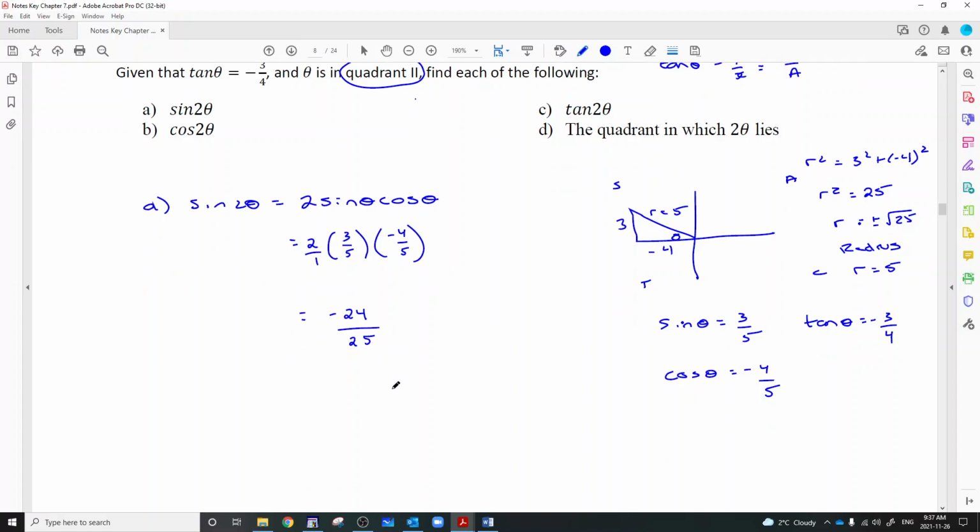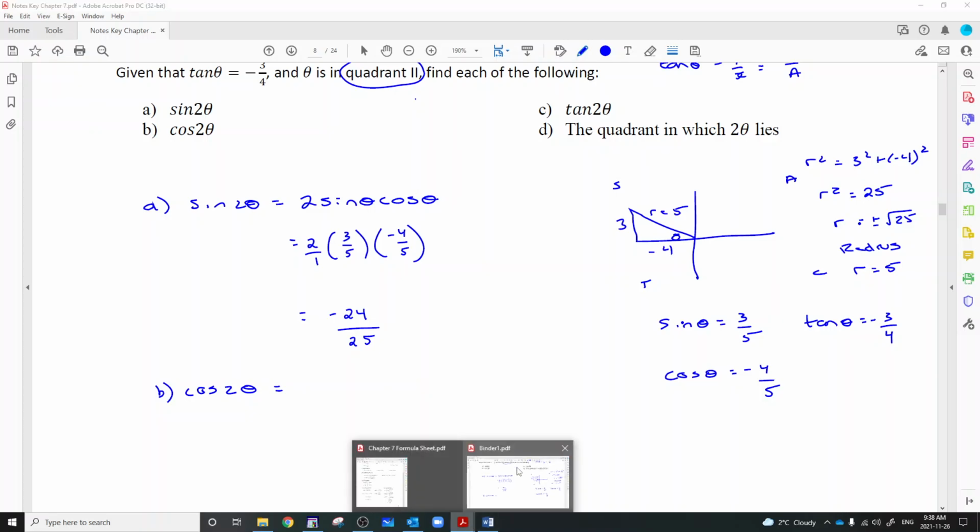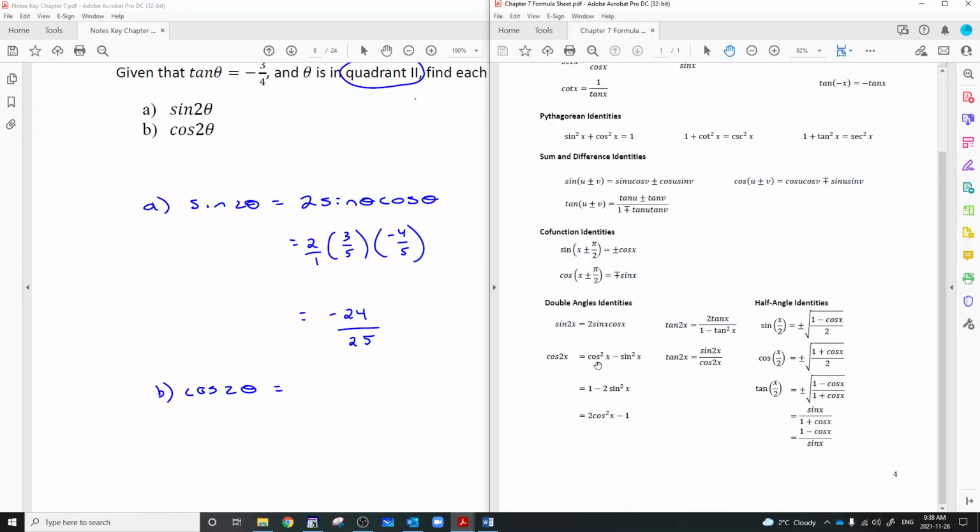Now we're going to move on to cos 2 theta. So for cos 2 theta, we're going to use one of the double angle identities from your formula sheet. We've got cos squared x minus sine squared x, we've got 1 minus 2 sine squared x, and we've got 2 cos squared x minus 1. They're all equivalent, so it doesn't matter which one you use.